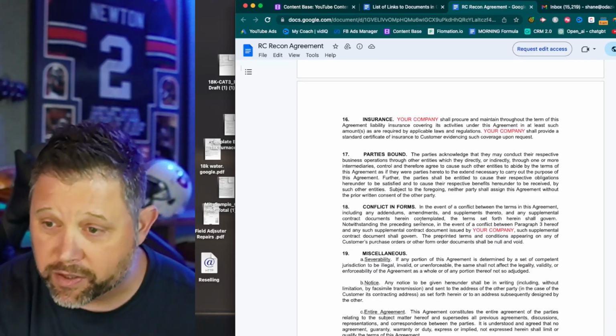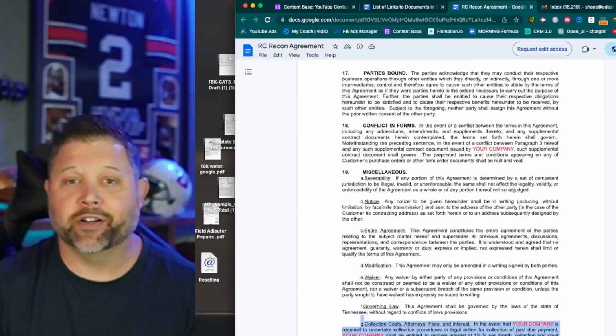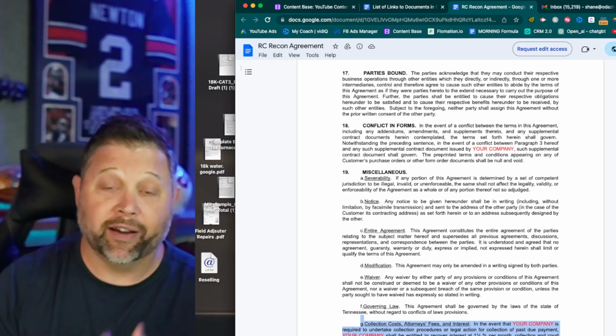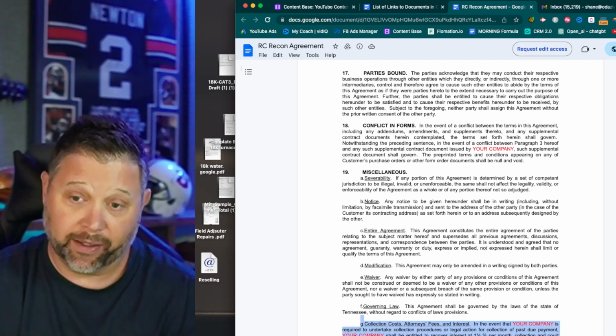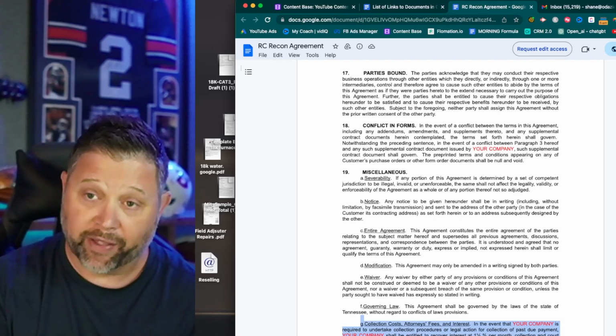The other thing that we put in there, where is it? The attorney's fee provision. You need to have an attorney's fee clause in there. We didn't have that for a while, and so we didn't get paid. And then we put it in, and then we did get paid. So anyway, that's the Reconstruction agreement.